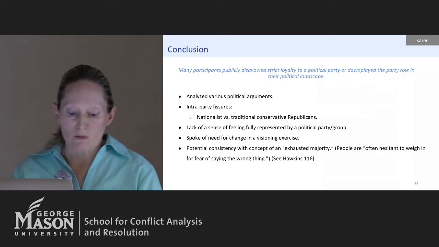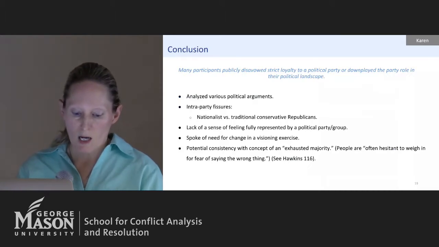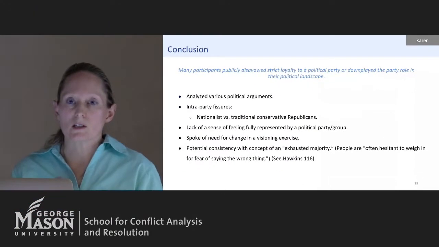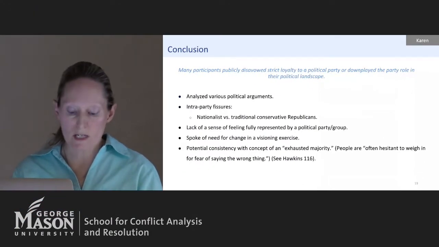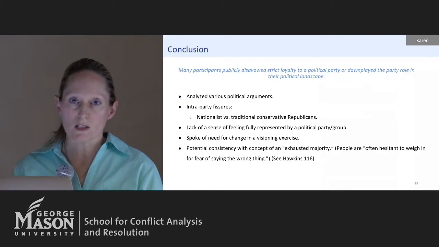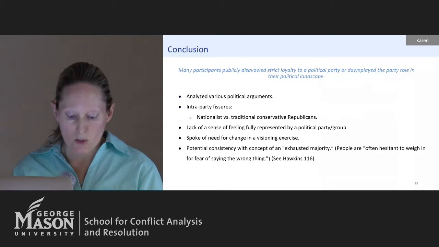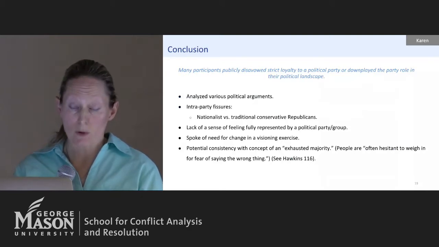Others spoke in terms of a need for change in the political system, in terms of polarity, possibly also in institutions or rules. Our findings are colored by the fact that many participants disavowed strict loyalty to a political party or downplayed the role of parties in their political landscape. Potential consistency is noted here with one of our readings, the concept of an exhausted majority. People are, quote, often hesitant to weigh in for fear of saying the wrong thing.